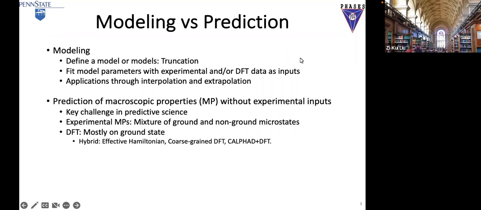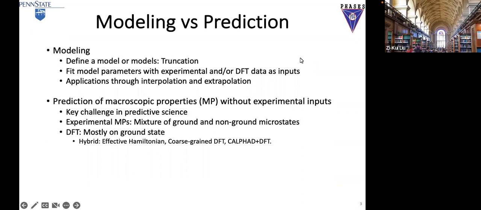If you go to the Department of Energy, they send us a program every year. Can we predict the microscopic properties without experiment data? That's really one of the big efforts. And the reason is that when you do experiments, you measure more than one state. It's a mixture of all states, because high temperature activates different states. So it's really a mixture of ground and non-ground states.